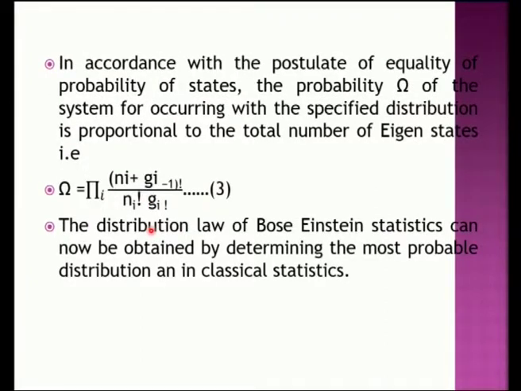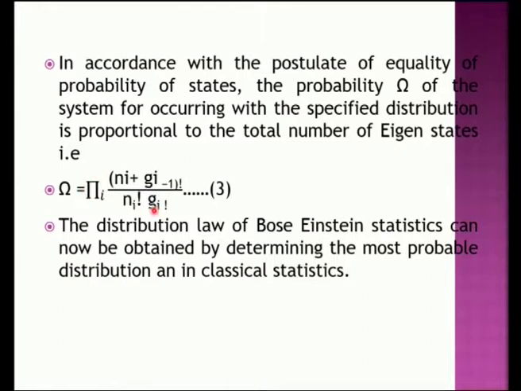In accordance with the postulate of equality of probability of states, the probability omega of the system occurring with the specified distribution is proportional to the total number of eigenstates. The total number of eigenstates is given here. Eigenstates in the sense energy levels. Eigenfunction means energy function, eigenvalue means energy value. So, here eigenstates means energy states. The total number of energy states is given mathematically like this. The probability is proportional to the total number of eigenstates. So, probability omega is equal to the product over i of (Ni plus Gi) factorial over Ni factorial into Gi factorial. Keep this as equation 3.